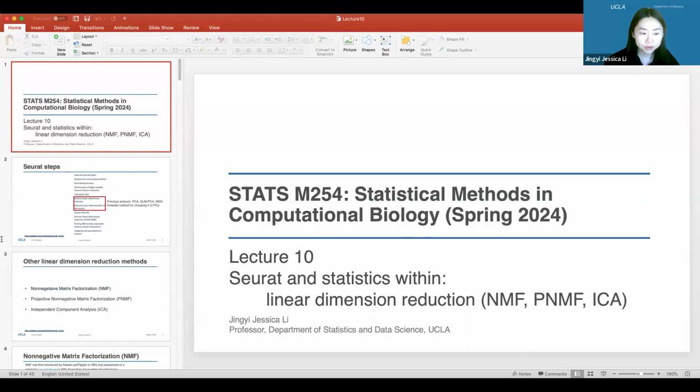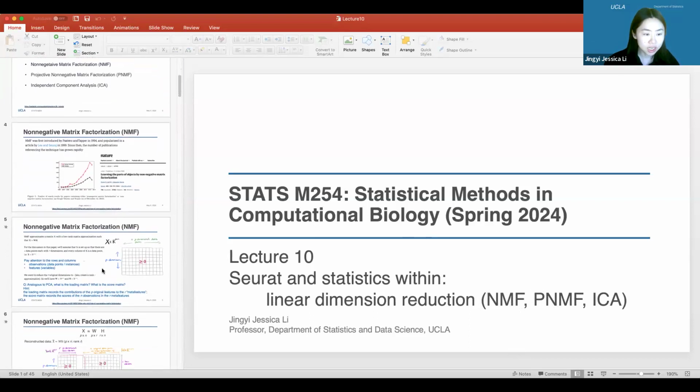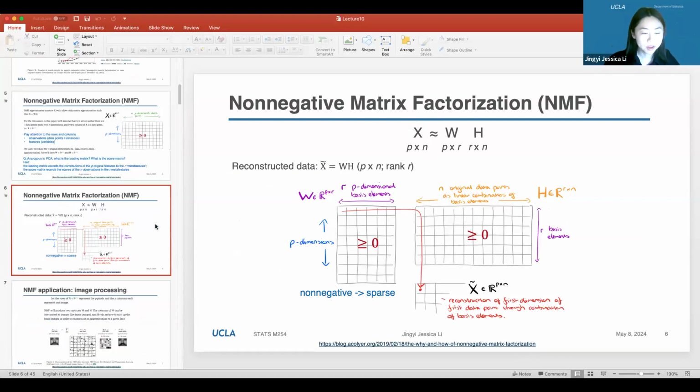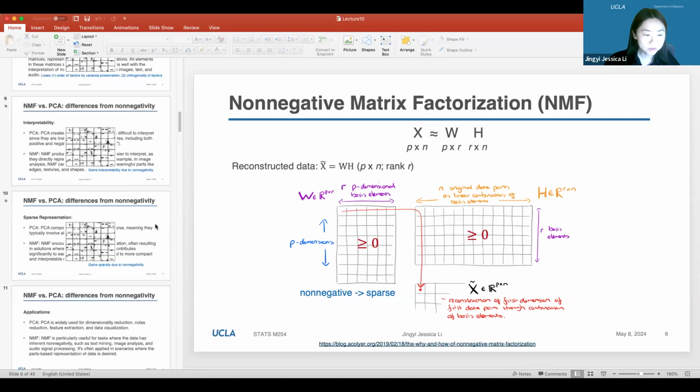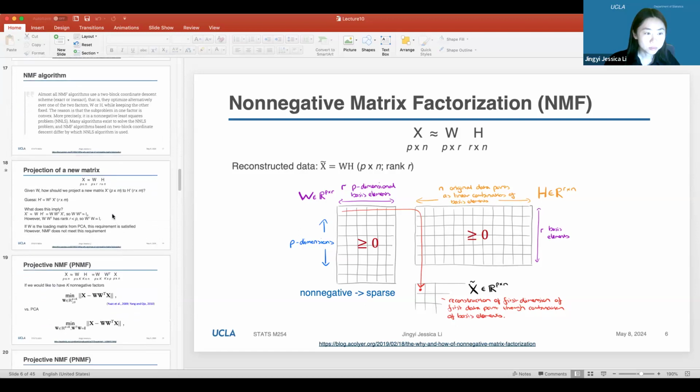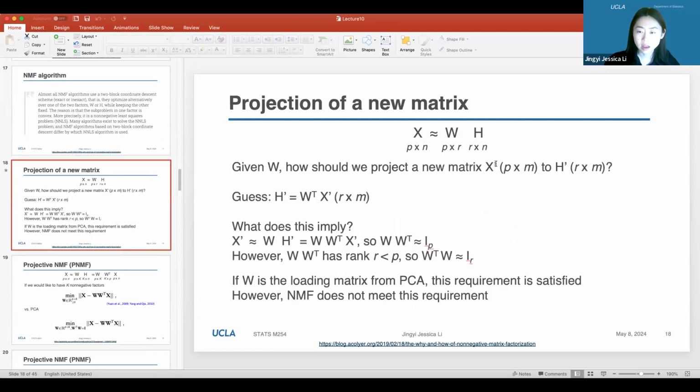For NMF, you're only interested in decomposing this X matrix, like the single cell count matrix we give you. But for PNMF, you want more. You want this projection functionality, in that you want to project a new matrix. I call this X prime, which can have M additional new cells, and you hope to project them to the same R-dimensional space as your original data matrix X, right?